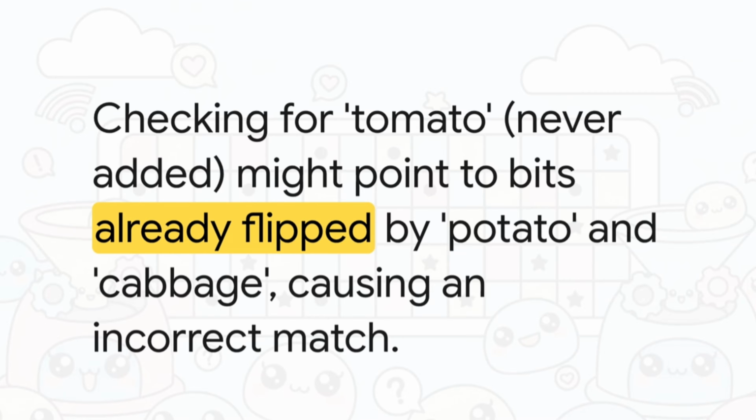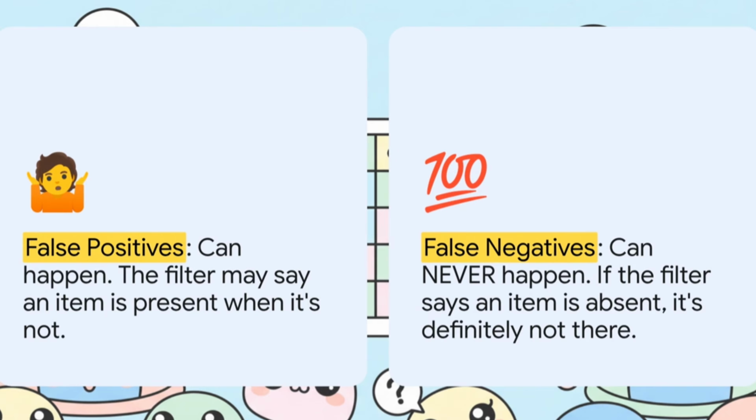It's possible, just by pure random chance, that the hash functions for tomato point to spots that were already flipped to 1 by potato and cabbage. So the filter looks, it sees all 1s, and it goes, yep, tomato's probably here. That's a false positive. And this right here is the absolute key to understanding Bloom filters.